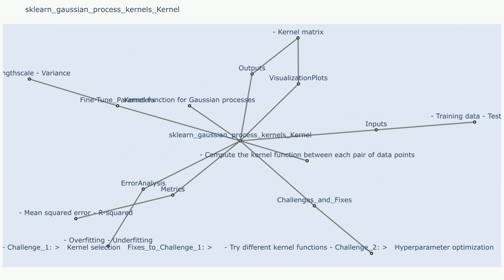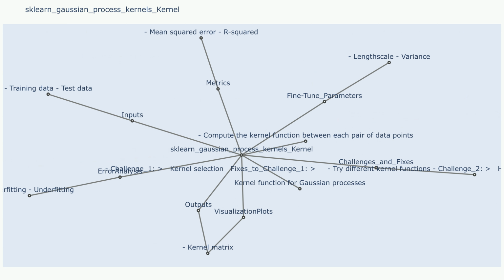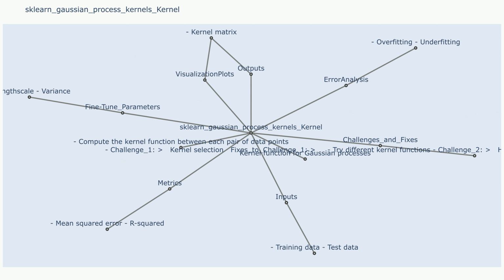Outputs. Kernel matrix K. The kernel function computes the similarity between all pairs of input data points and outputs a square matrix K where each element K_ij represents the similarity between data points i and j. Predicted output Y_pred. The kernel matrix is used to perform predictions for new input data points. GPR uses the kernel to determine the relationship between the input data and the target data, and then uses this relationship to predict the output for new input data.